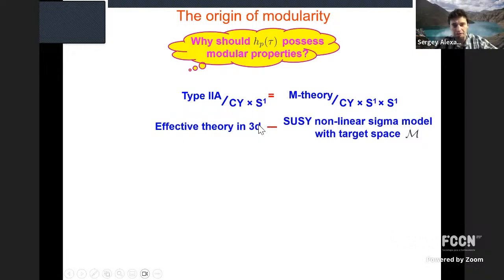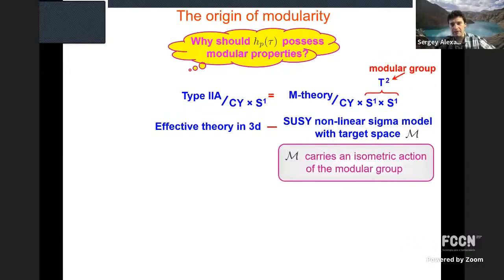And in 3 dimensions, our effective theory can always be reformulated as a certain supersymmetric nonlinear sigma model with some target space, which I call M. And now you see that in the M theory setup, we have the product of 2 circles, which is a torus, and hence we must have the modular group SL(2,Z) in the game. And indeed, one can show that this target space must carry an isometric action of this modular group.